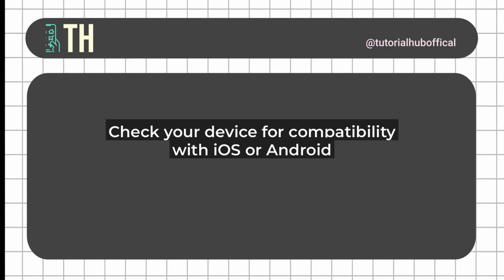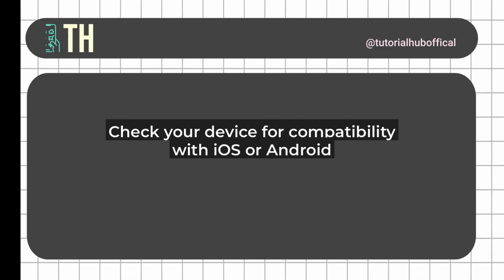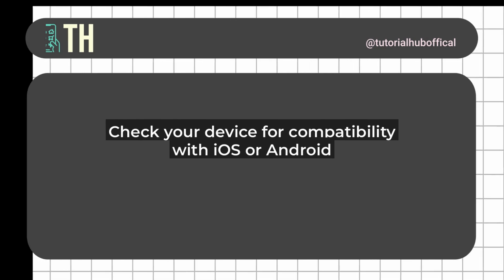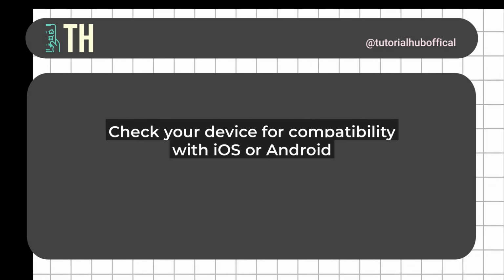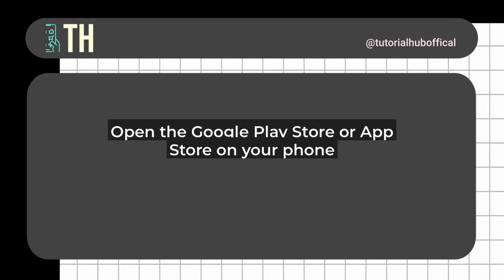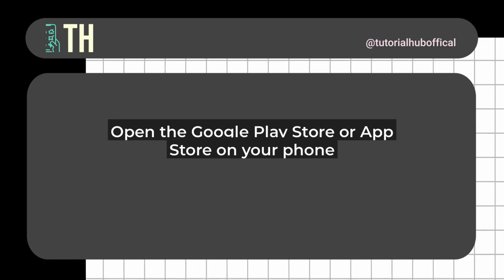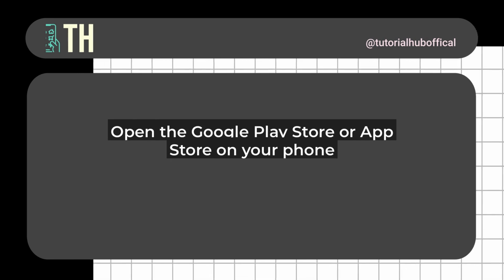First things first, make sure you have a compatible device. You'll need a smartphone running the latest version of iOS or Android. Check your settings to confirm. Why? Because the 2025 update includes new features like improved navigation and real-time earnings tracking, so you want everything up to date.